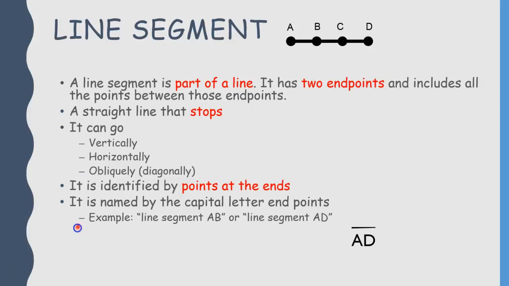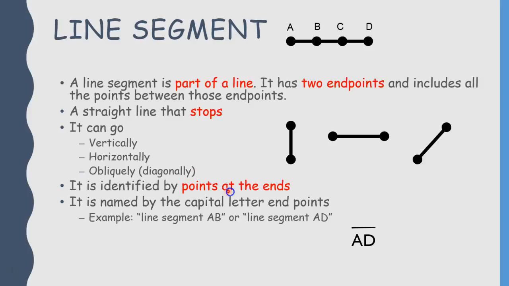All right, now we're going to head on over to a line segment. It's important to notice that a line segment is part of a line, but this line segment has 2 endpoints, and they look like this. At the very ends of it are 2 points. And the line segment includes all the points in between those endpoints. And this is also a straight line, but this time it's a straight line that stops. It can be vertical, horizontal, or diagonal, same thing.